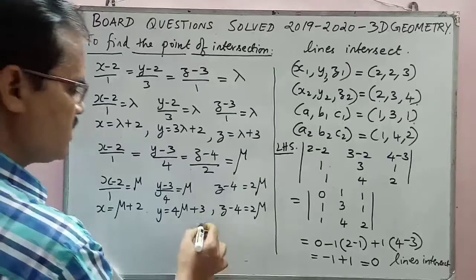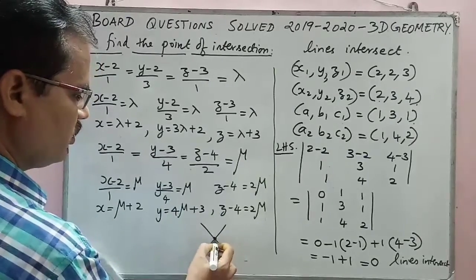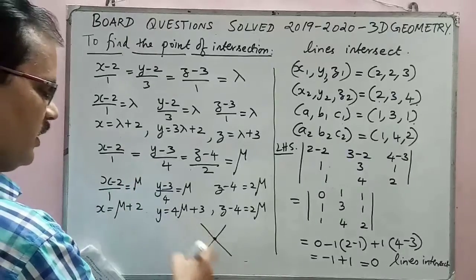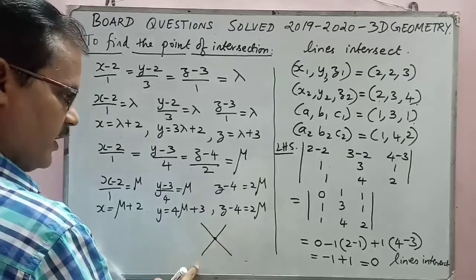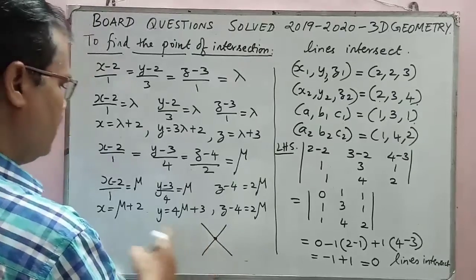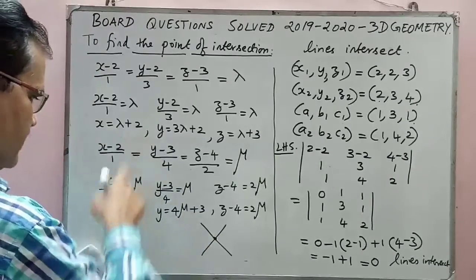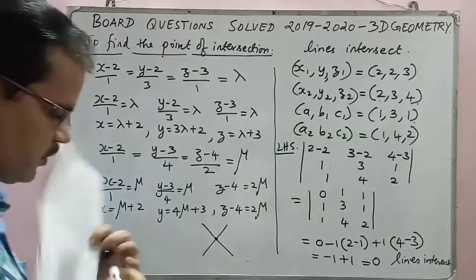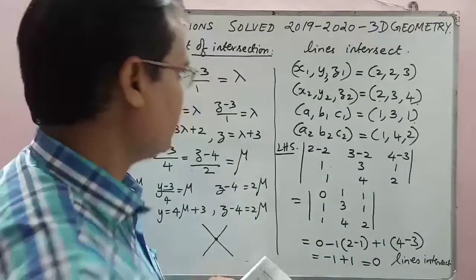We know these two lines intersect, so some point has to be the same. This particular point has to be in this line as well as the second line. The first line and the second line should have the same point. So the x, y and z coordinates have to be the same at such a particular point. So with that idea we will start.